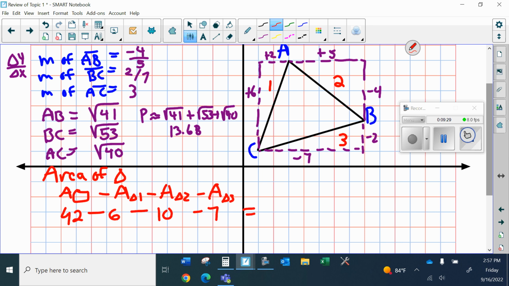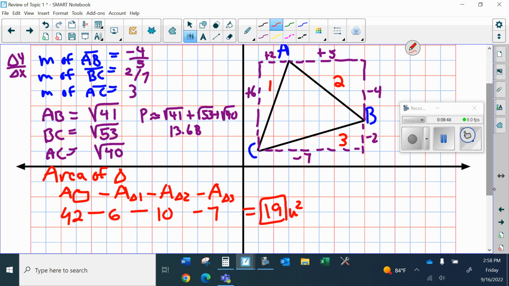Okay, so we just do that basic calculation. 42 minus 10 is 32. Minus 6 is 26. Minus 7 is 19. Square units, but of course on the DCAS and the Edge Elastic, you can only put the number in. So our answer would be 19.